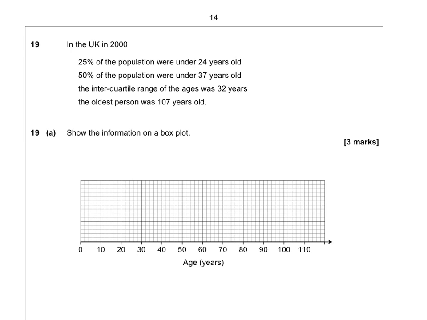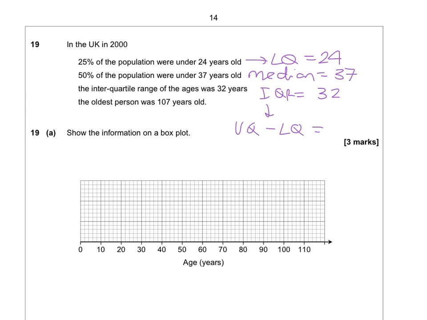Question 19. In the UK in 2000, 25% of the population were under 24 years old. This means the lower quartile is 24. 50% of the population were under 37 years old. This means the median is 37. And the interquartile range of the ages was 32. The interquartile range is the upper quartile minus the lower quartile, which means that the upper quartile must equal 32 plus the lower quartile of 24, which gives us 56.